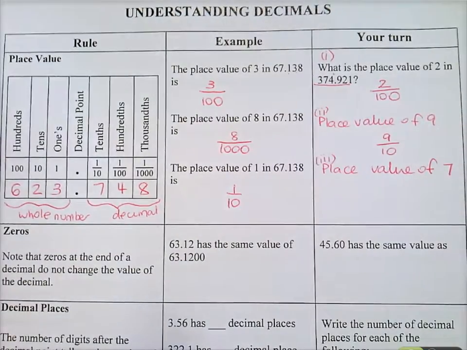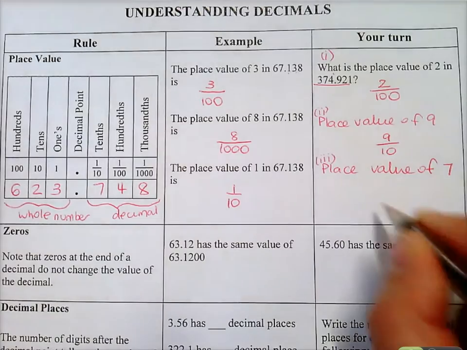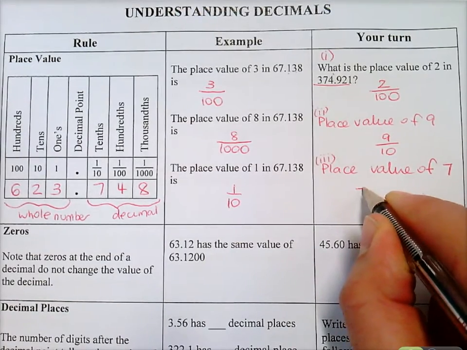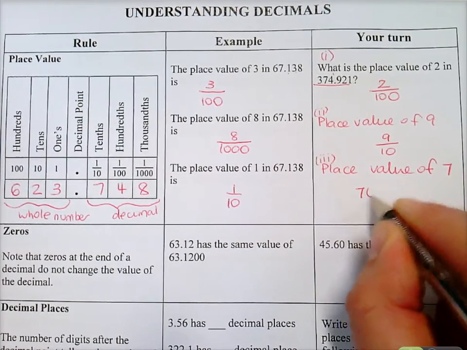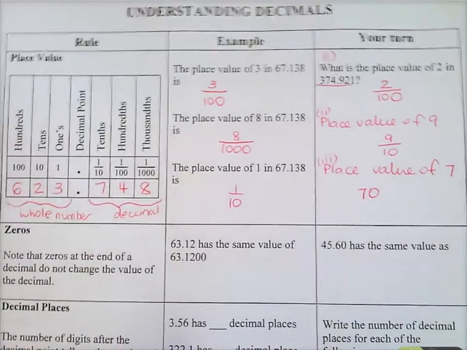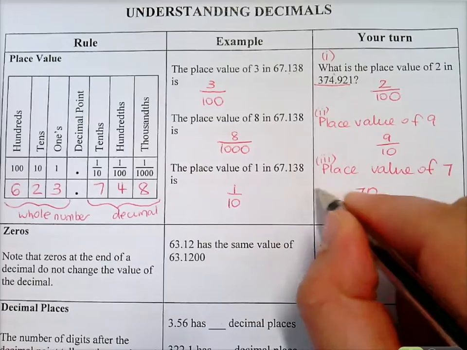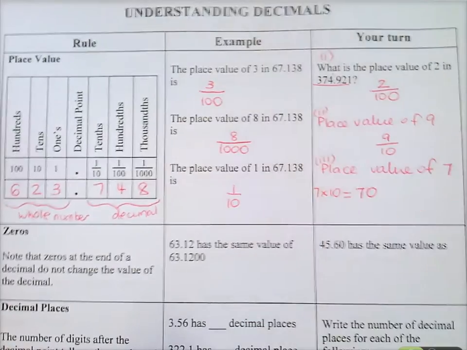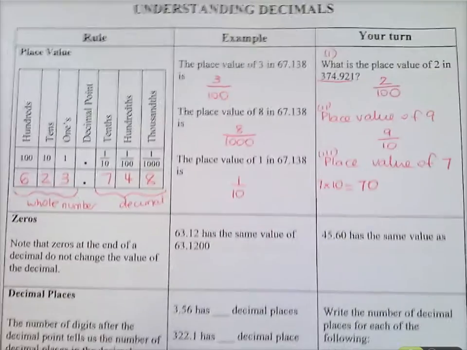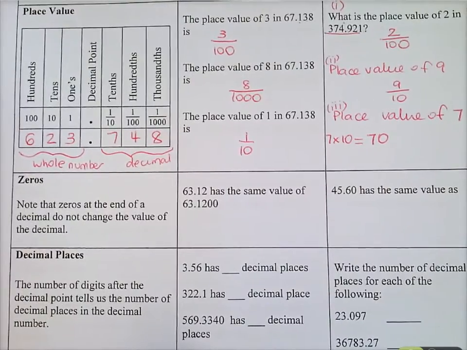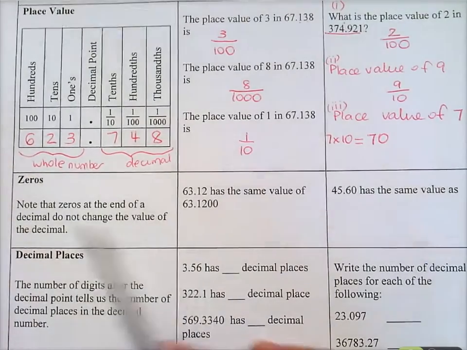What about the place value of the 7 there? So what's the 7 worth? 70. So, yeah, it's worth 70. But it is in the tens column. You can go like this, 7 times 10, 70, that's fine. Okay, now, girls, you'll see some zeros with decimals.